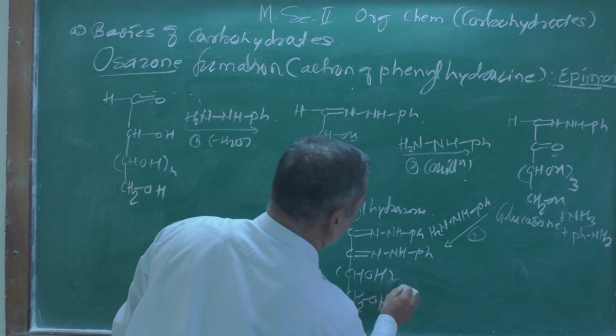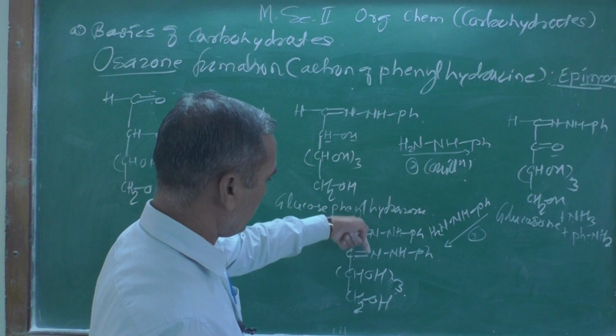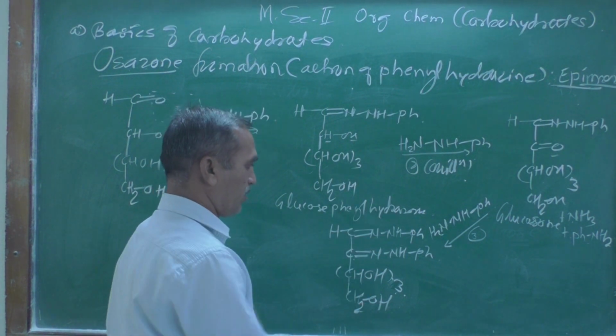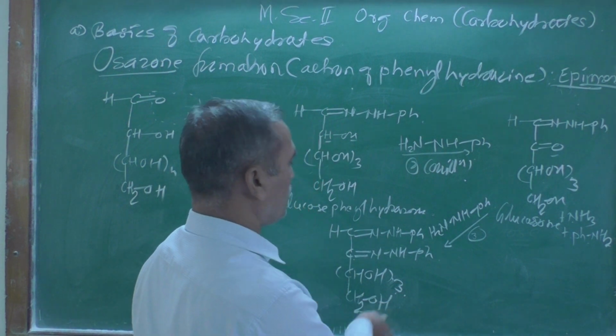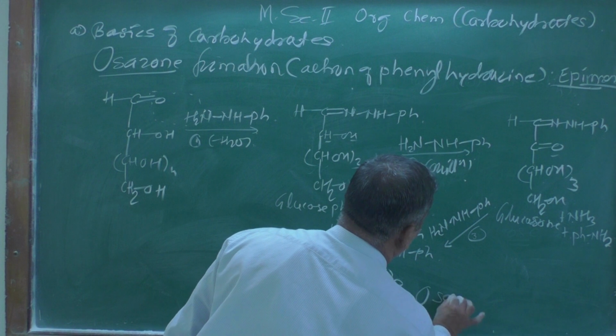Here it is CH2OH, not CH3. Remember, make the correction here. These CHOH secondary alcohols are 3 times, and the derivative obtained is called an osazone.